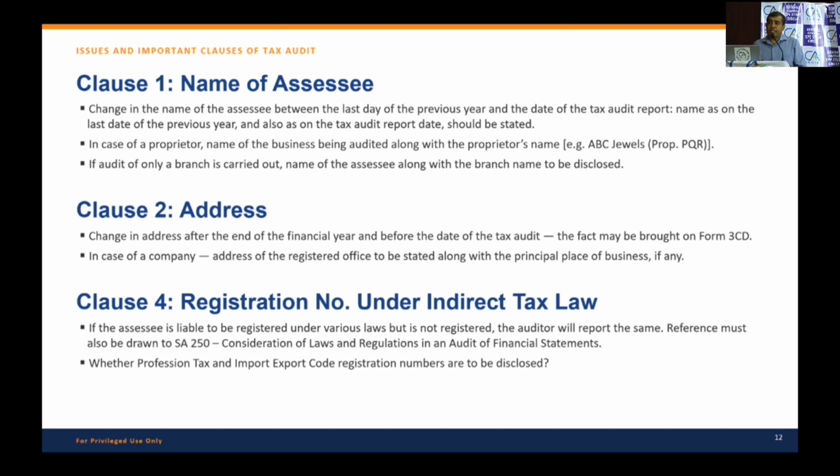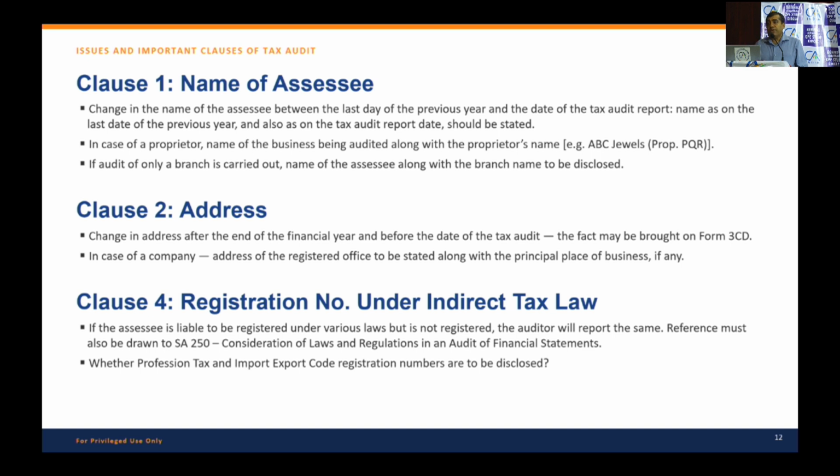Registration under indirect tax law. Now here there are high possibilities that we may miss a few registrations or we may misinterpret some registrations. Typically, I have seen people reporting profession tax and not reporting the import export code, IEC code, which is actually not right. Why would I not be required to report profession tax?